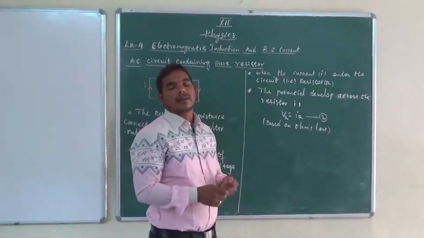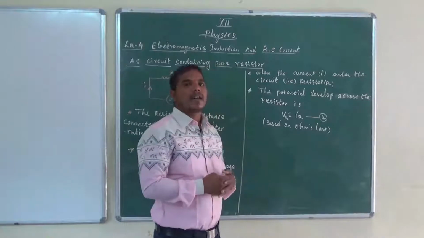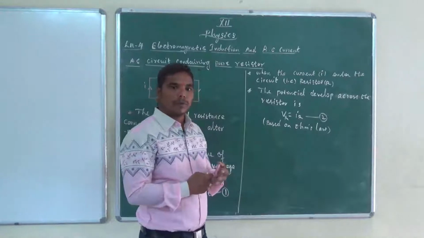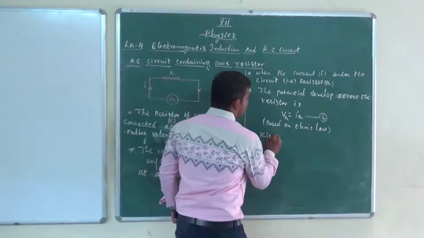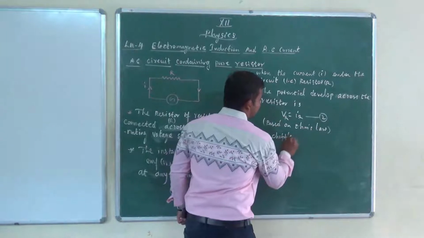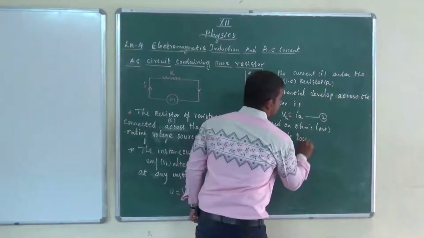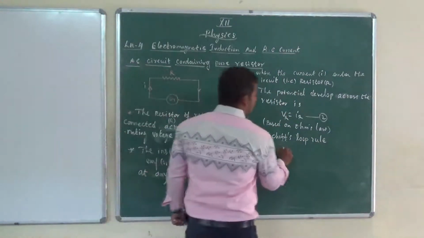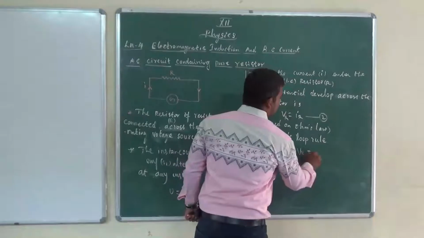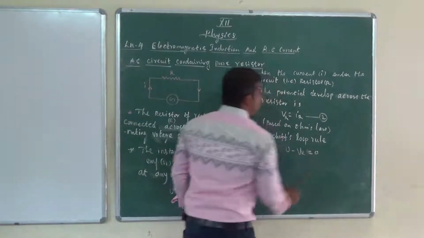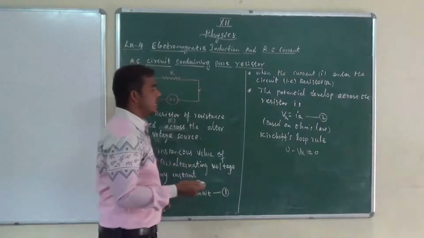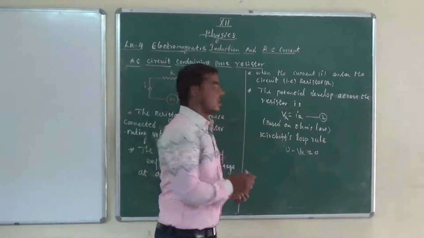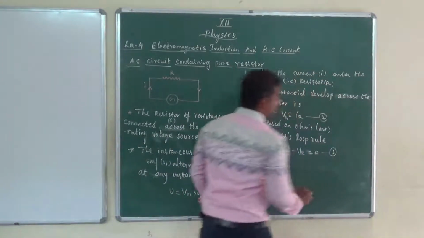In our previous lesson, the second lesson, current electricity, we discussed Kirchhoff's loop rule in detail, isn't it? According to Kirchhoff's loop rule, V minus VR equals 0. That means the algebraic sum of the alternating voltage and the potential developed across the resistor equals 0. Consider this equation number 3.